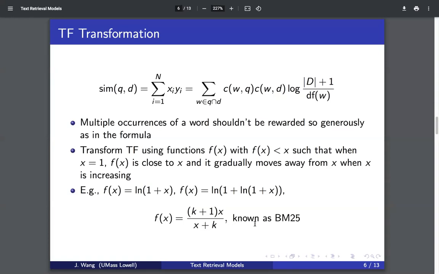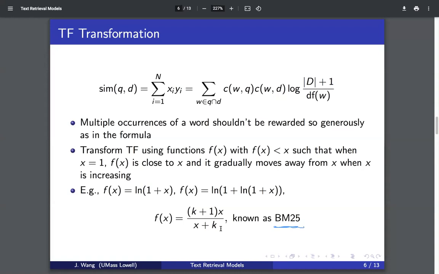And now we have a name for it. This is known as BM25, and BM is shorthand for best match, okay? And this 25 is for the value of k, I think. So we're going to see more later. So in other words, now we introduce a new normalization.